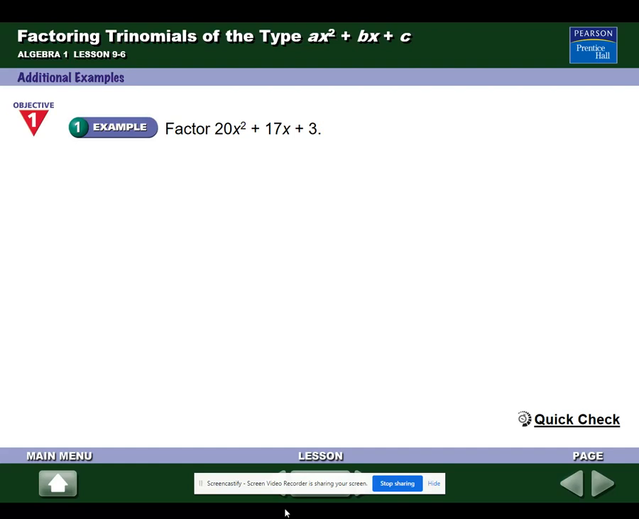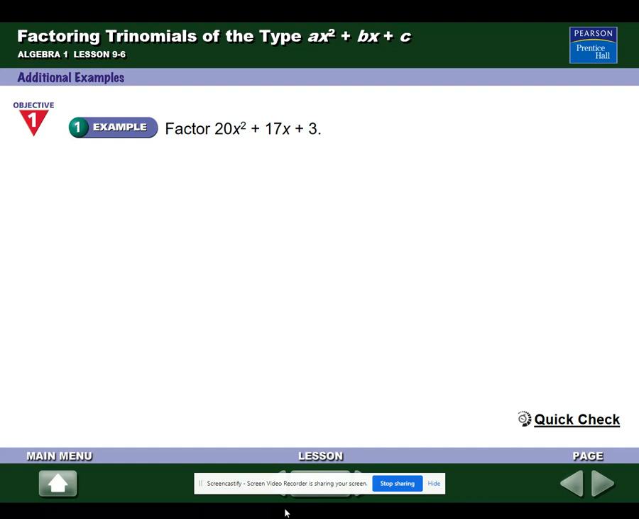Algebra 1, section 9.6. One more time, you should have already done section 9.8 before doing this section. If you have not done 9.8 yet, you should stop this video and go watch the 9.8 videos. There are two of them, part 1 and part 2, and do that homework. This half of what I'm going to do here is not going to make sense if you don't know how to do factoring by grouping.